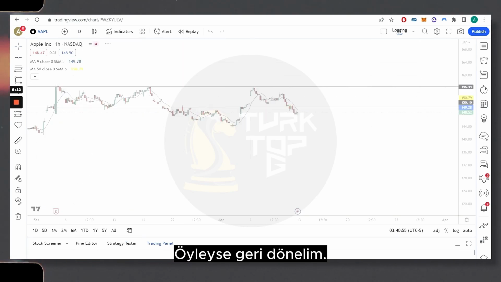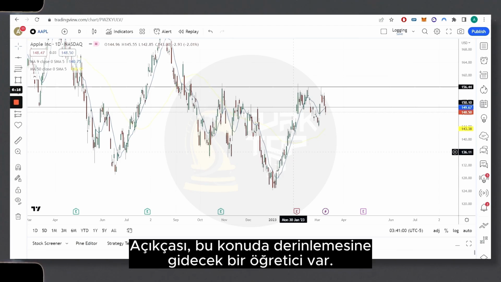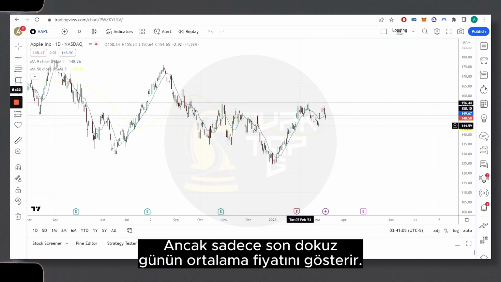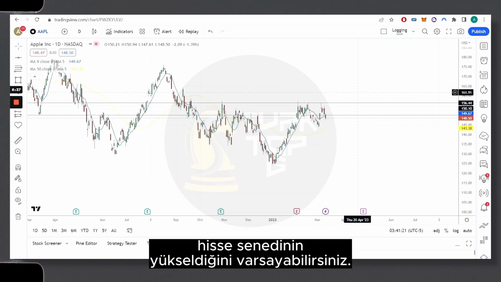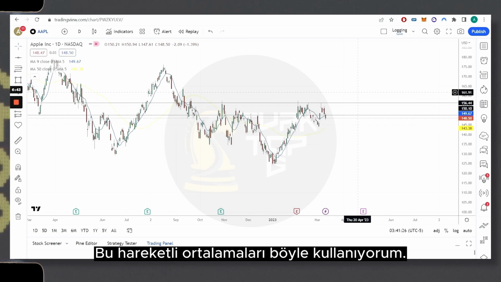So let's go back. This is the indicator I use quite a bit. Obviously, there's a tutorial on it that will go in depth about it. But put simply, it just shows the average price of the last 9 days. If the average price of the last 50 days is rising, then you can assume that the stock is in a medium-term uptrend. That's how I use these moving averages.